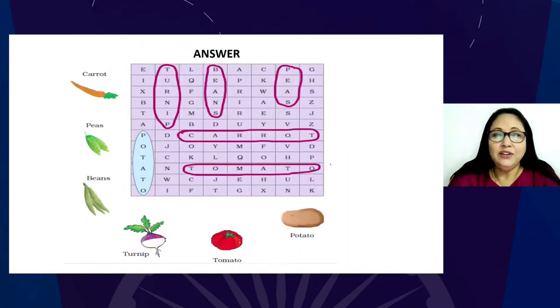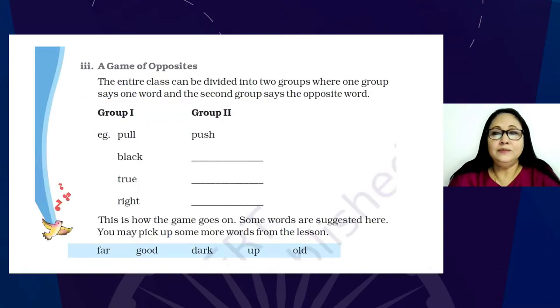What are those? It's a turnip, beans, peas, carrot and a tomato. So these are the things, and you have to do it in your exercise, children. You will do it very easily, I'm sure. Use any color pencil that you want. What is your favorite pencil?